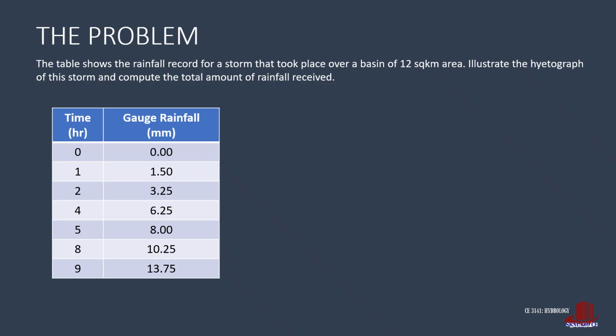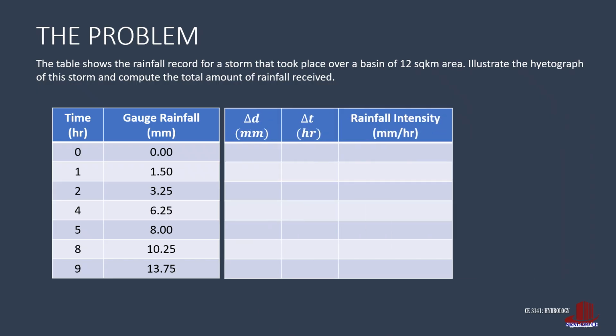Having known these facts would help us identify the columns required for the extension of the table. Columns for depth intervals and time intervals should be added before the rainfall intensity. Delta T starts with 0. Then take the difference of the two succeeding times, which are 1 and 0, to give 1.